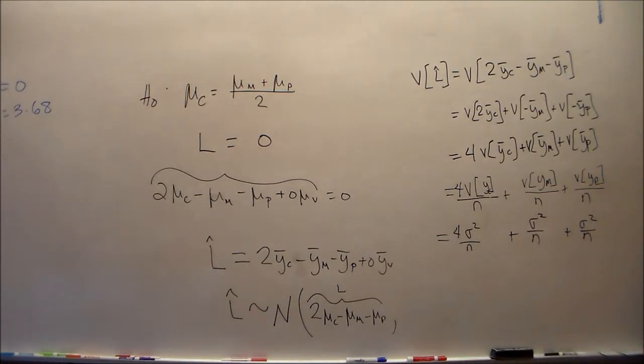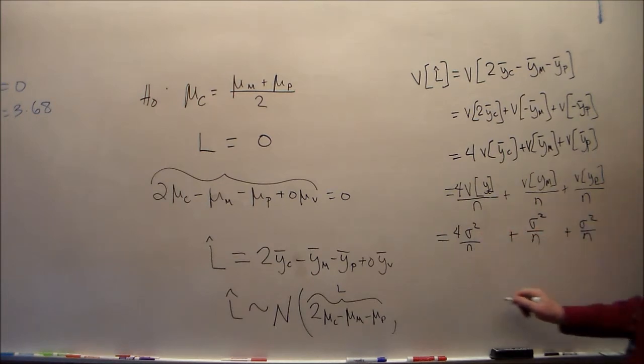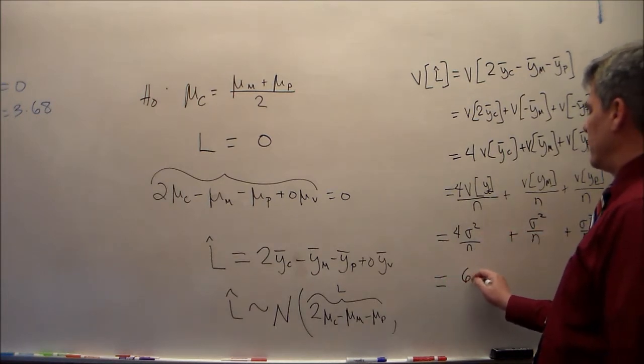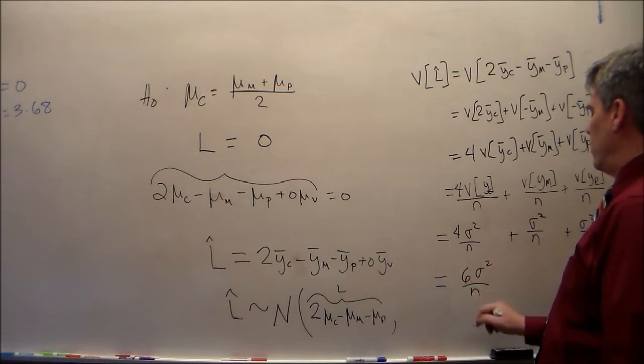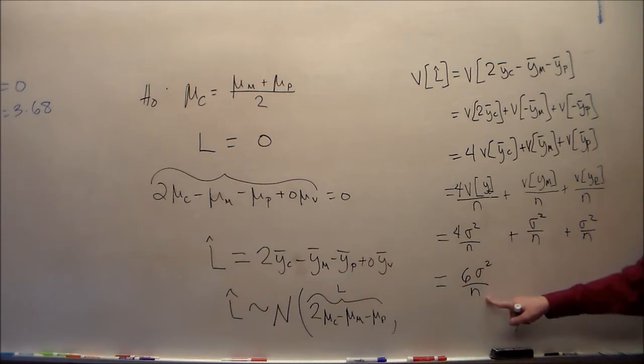And there we use the assumption of equal variances. That's also why we needed that assumption. Now we can factor sigma squared out, and this is going to equal 6 sigma squared over n. Sigma squared over n should look kind of familiar to us by now.